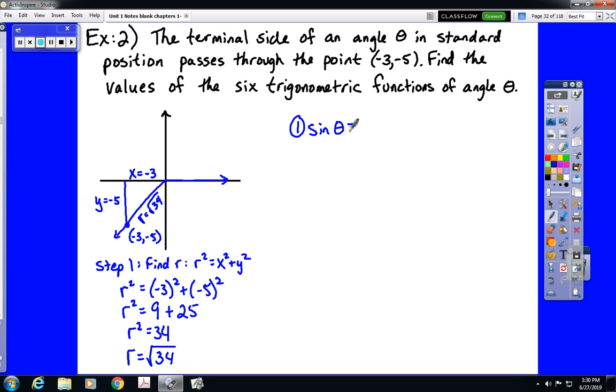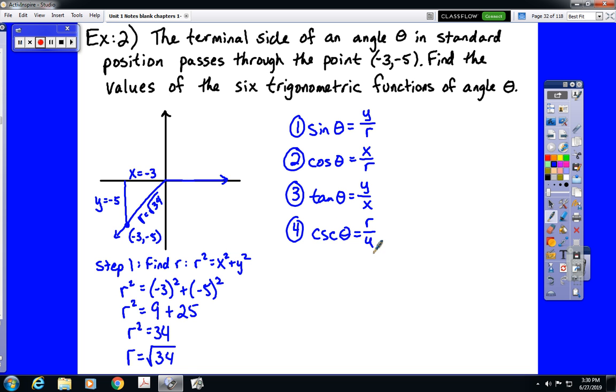So again, we have 6 trig functions, and we have definitions for them based on x, y, and r. So we are going to write out all 6 of our trig functions. All right, so y over r is sine, that is negative 5 over the square root of 34.